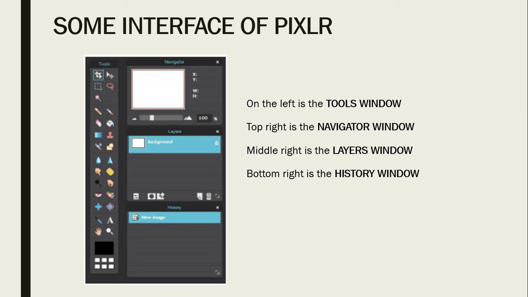Middle right is the Layers window. Layers are like putting different sheets of invisible paper on top of your image. This allows you to add elements to your image without affecting the actual image at first.